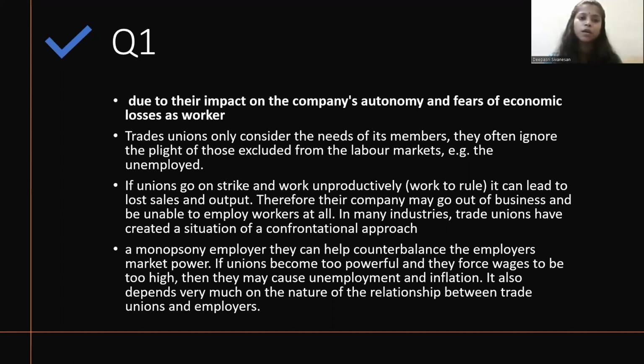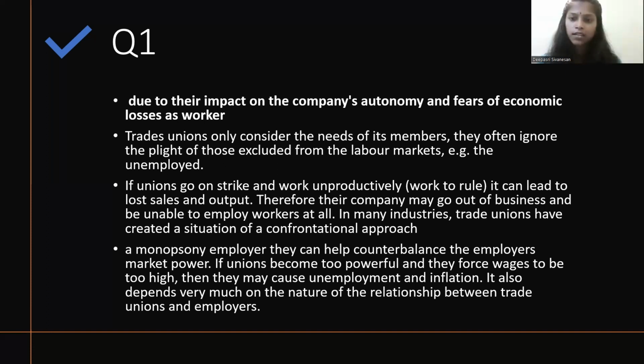The second one is about trade unions only considering the needs of their members. They often ignore the plight of those excluded from the labor market, for example the unemployed. Also, if a union goes on strike and reduces productivity, or works to rule, it can lead to loss of sales and output. Therefore, the company may go out of business and be unable to employ workers at all.